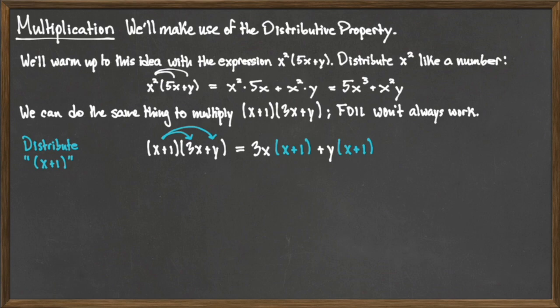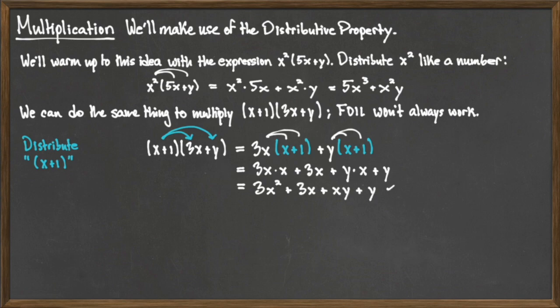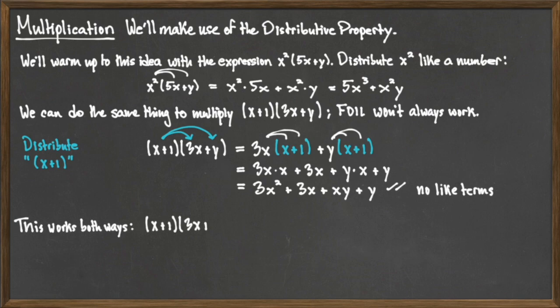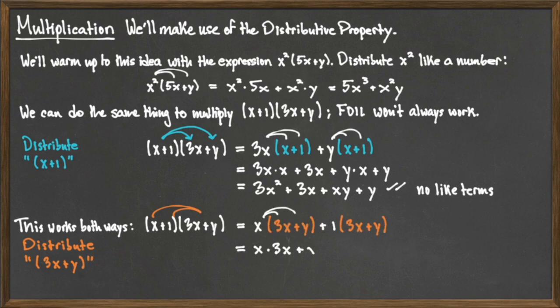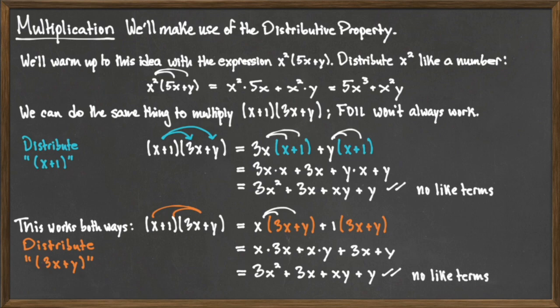Now I just distribute the 3x and the y across the x plus 1 terms. Once I distribute and simplify using properties of exponents, I'll get the final answer of 3x squared plus 3x plus xy plus y. I don't have any like terms, so nothing combines, and we're done. And this works both ways. I could have distributed the entire 3x plus y term across x plus 1. When I do this and I simplify, I'll see that I get the exact same answer that I got before. So again, the whole point of this multiplication idea is that I can use the distributive property even with terms that look like x plus 1 or 3x plus y.